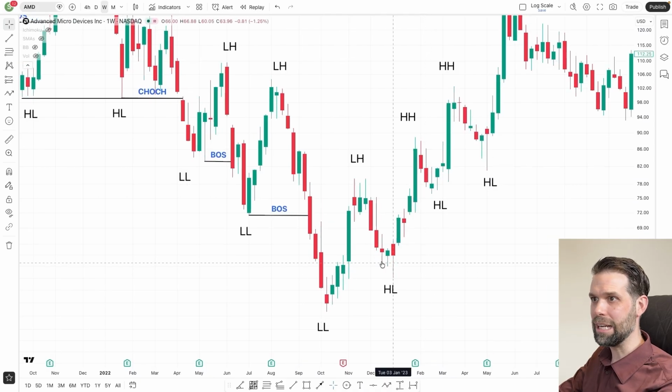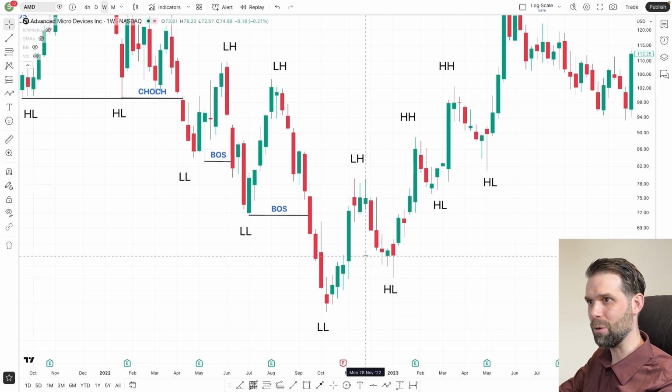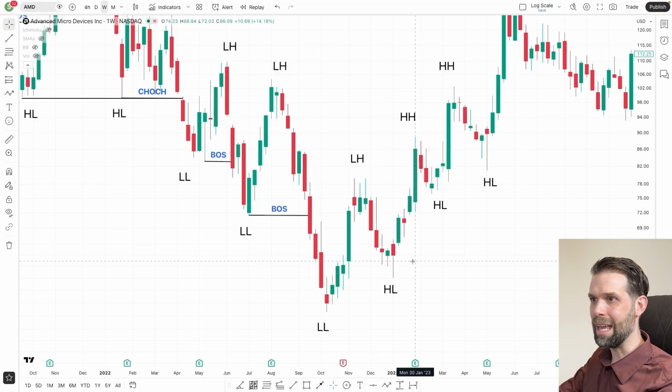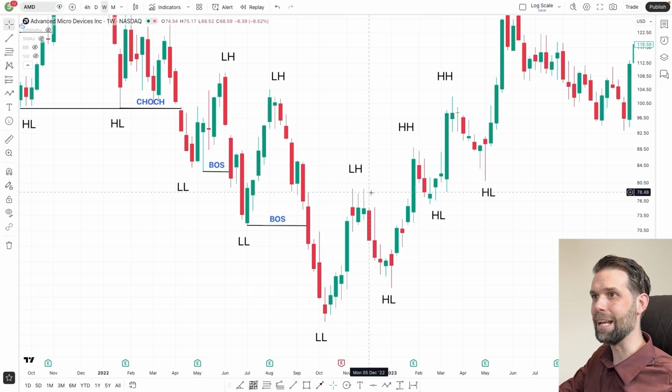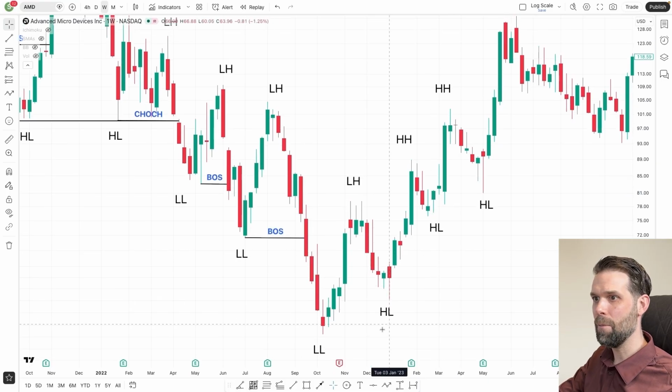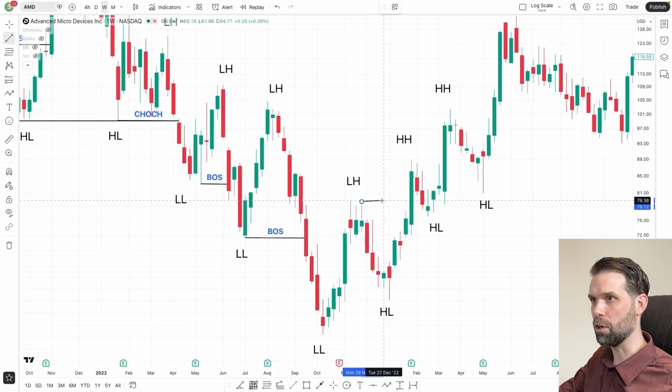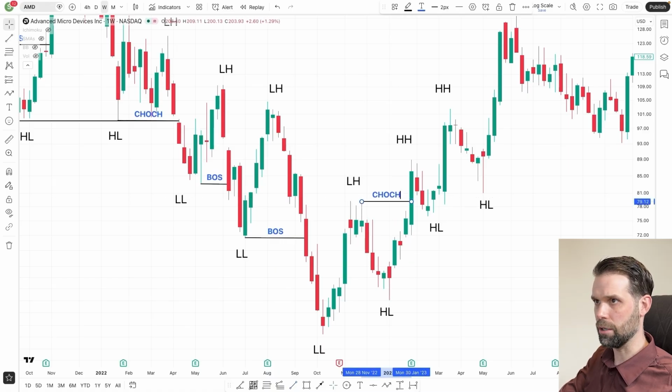But what happens here, this is our first sort of trend change potential signal. We no longer make a BOS to the downside, we make a higher low. So this low is higher than this low. And now we start closing candles above the previous high. So what we have right here is what's called a change of character. We are no longer in a downtrend, we have a change of character.